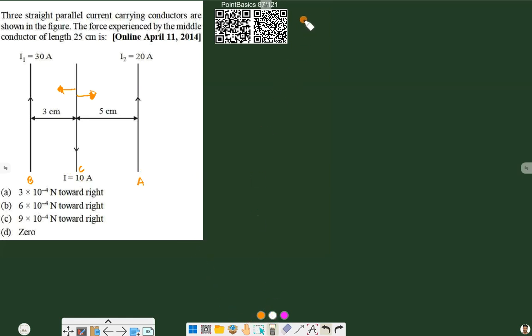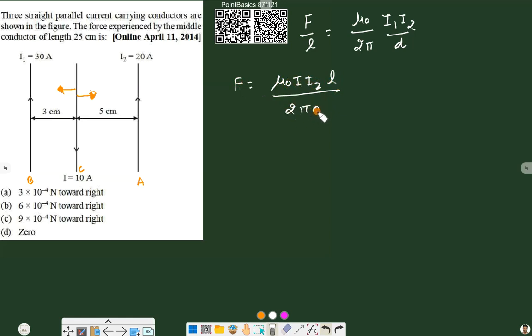So we know that force per unit length on parallel infinitely long straight conductors will be mu naught by 2 pi I1 I2 by d, or force is equal to mu naught I1 I2 into length by 2 pi of the distance. So now the force between B and C. Here magnetic field will be produced by the conductor B and force will be experienced by the conductor C.